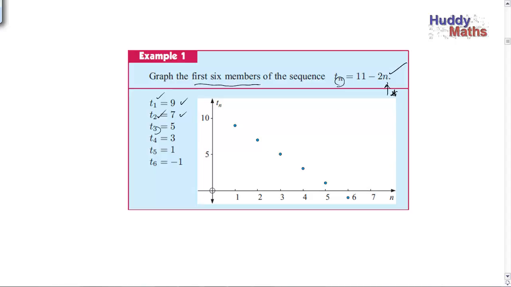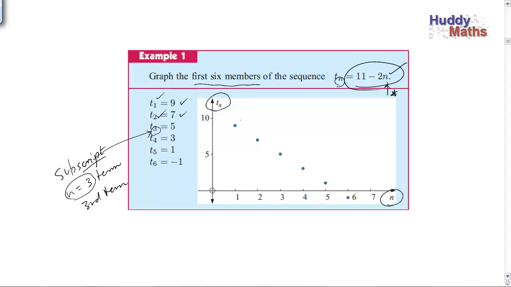Get the idea. So this little, what we call a subscript here, is a label, sub meaning under, submarine, under the water, subscript under the writing, under the script. So this is a subscript. It says that this is the n equals 3 term, or the third term. So you've got an n number, and then you've got a value for the term. So here you'll put the n in 11 take 2n, and so on. And then we could plot it. Just make sure you clearly label the n and the tn values and plot it out.